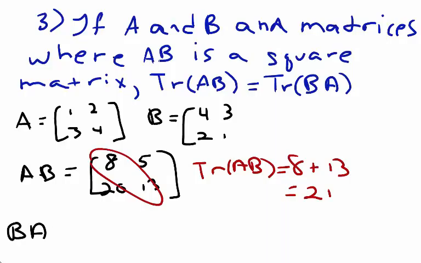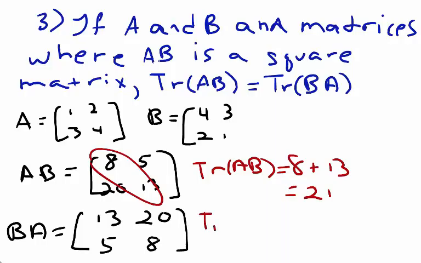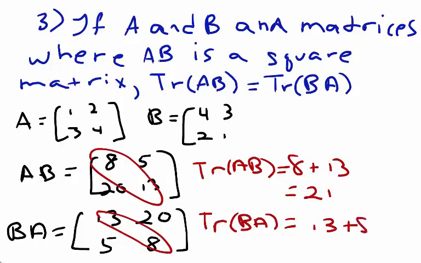If we multiply matrix B times matrix A, then we get 13, 20, 5, and 8. And the trace of BA is equal to 13 plus 8. Again, 21.